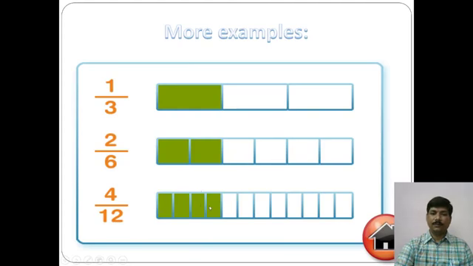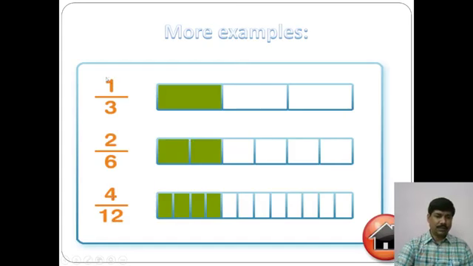Here the four small parts are colored. If we write the fraction for this rectangle, the colored part will be 1 upon 3. In this case, the colored part will be 2 upon 6, because the total parts are 6 and the taken parts are 2. In this case, the fraction will be 4 upon 12.